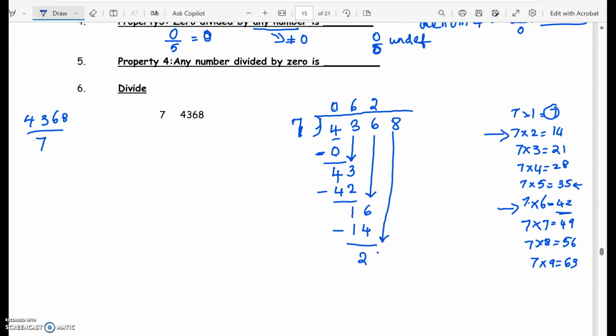Bring the next digit down and it's an 8. And how many times does 7 go into 28? 7 fours are 28. 7 times 4 is 28. Subtract and you get a final remainder of 0. 7 goes exactly 624 times into 4,368.